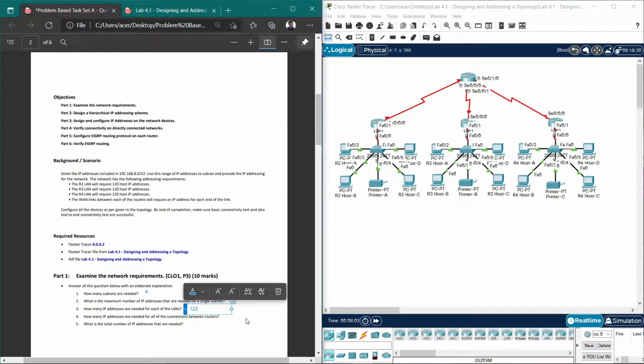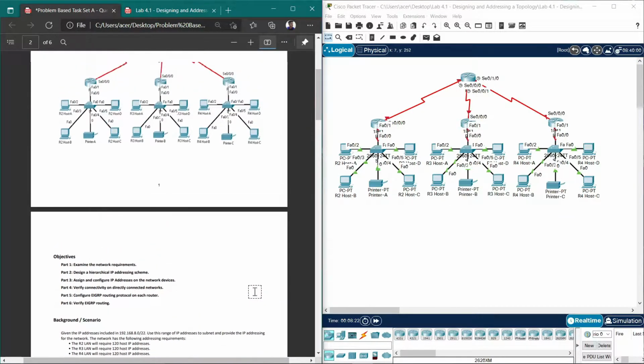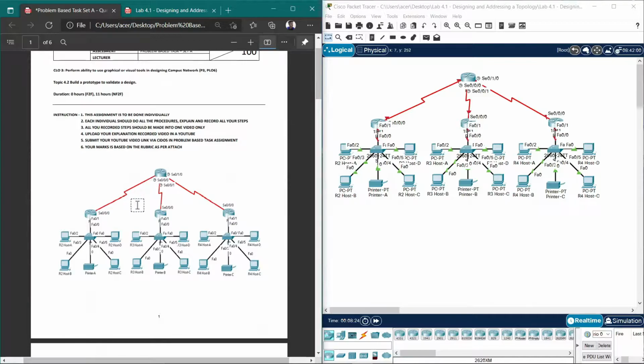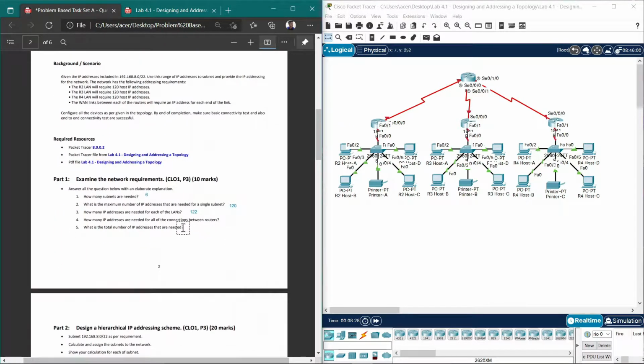The next question is how many IP addresses are needed for all of the connections between routers. All of the connections between routers. So that will be 2 for the first connection, 2 for the second, and 2 for the third. So there will be a total of 6 for the connections.